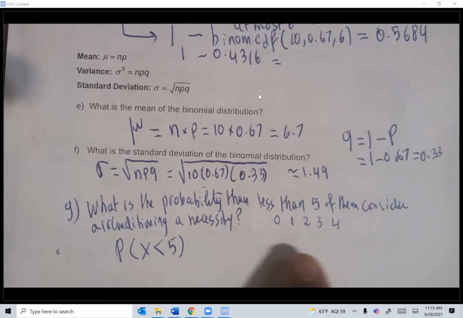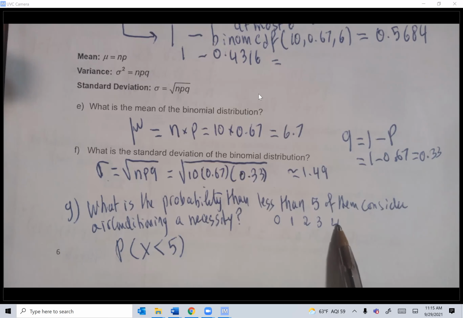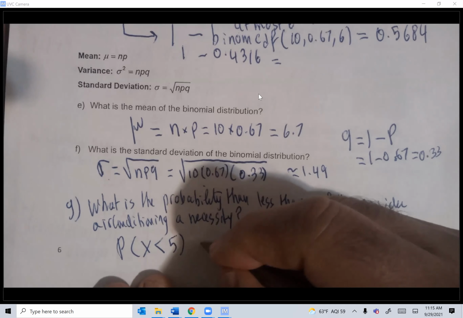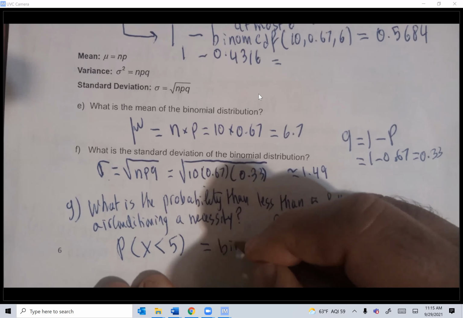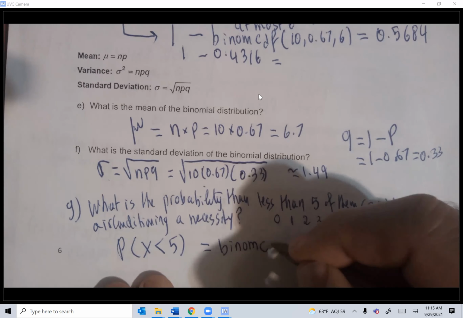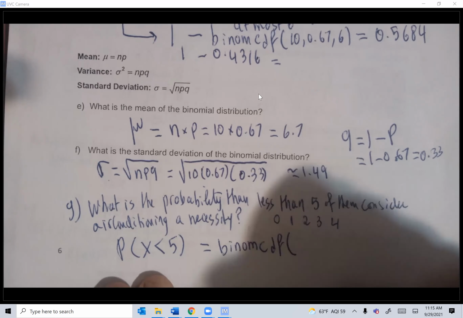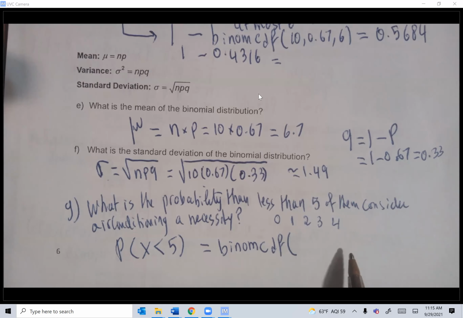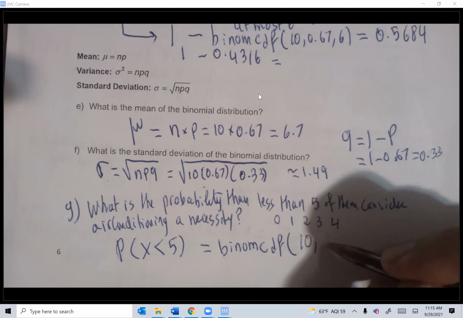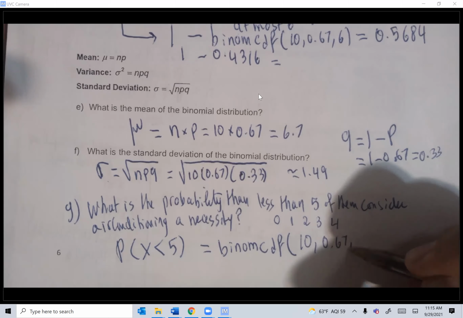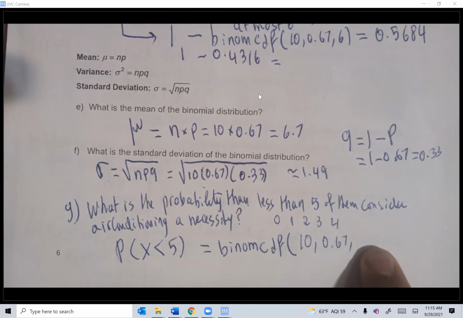Any suggestion on how we can do all of those in one shot? You guys can find the probability of x equals 4 using binomial PDF. You can do 3 using binomial PDF, 2, 1, 0, and add them up, but there is a shortcut. Would a student be able to tell us? It's using CDF. But CDF on what number? You put the n, you put the p, and any guess what that number should be right here? Not 5.